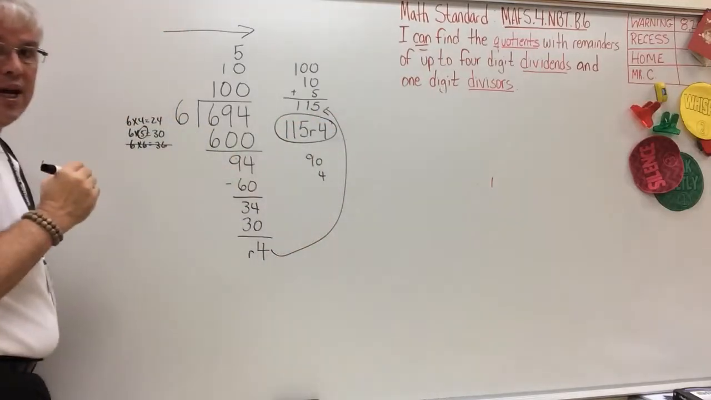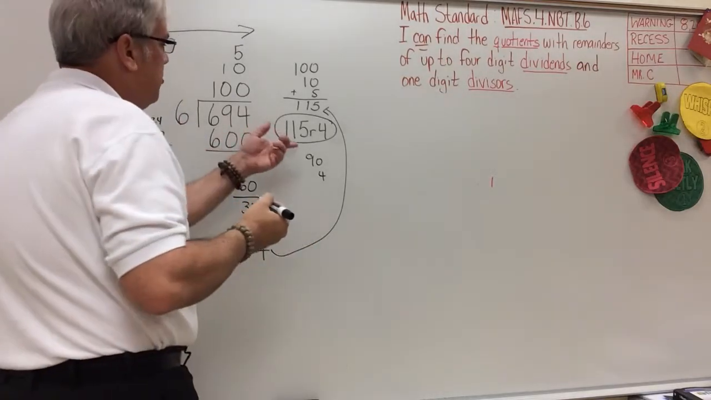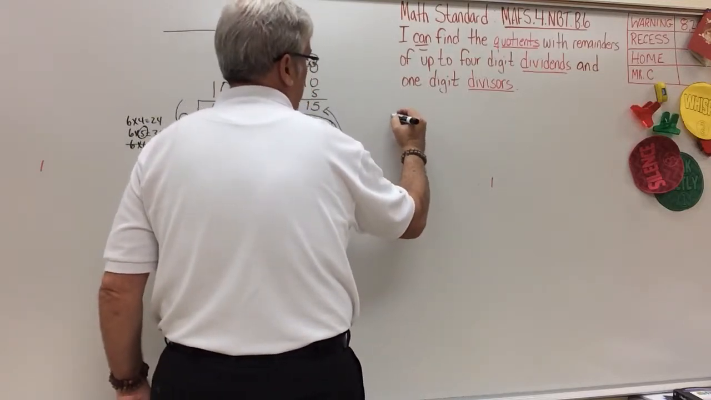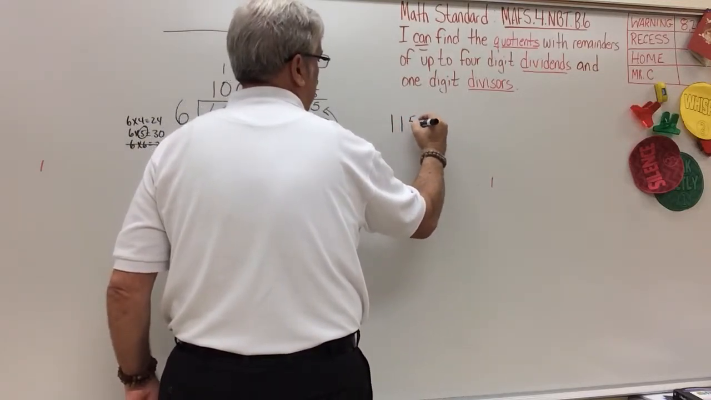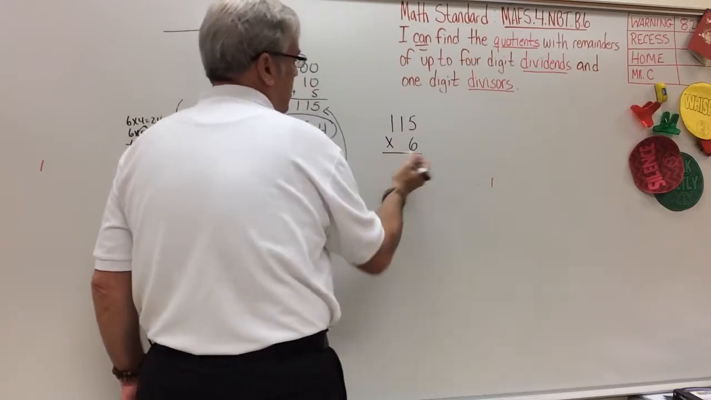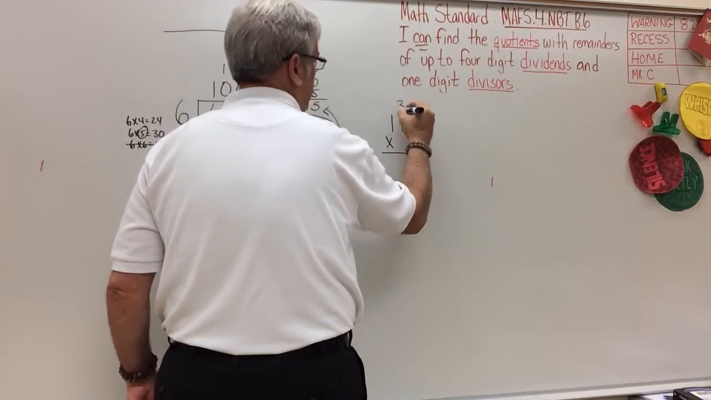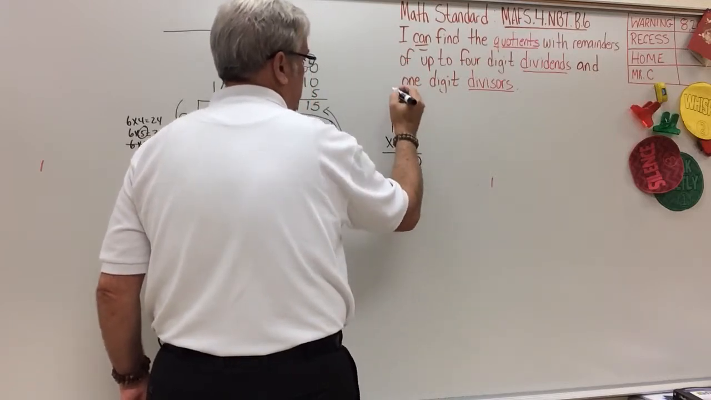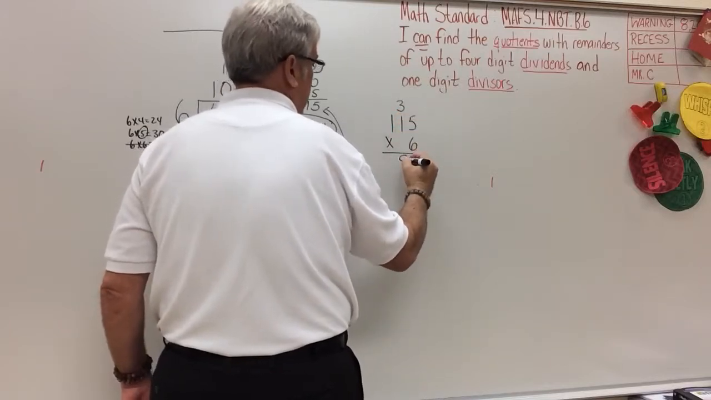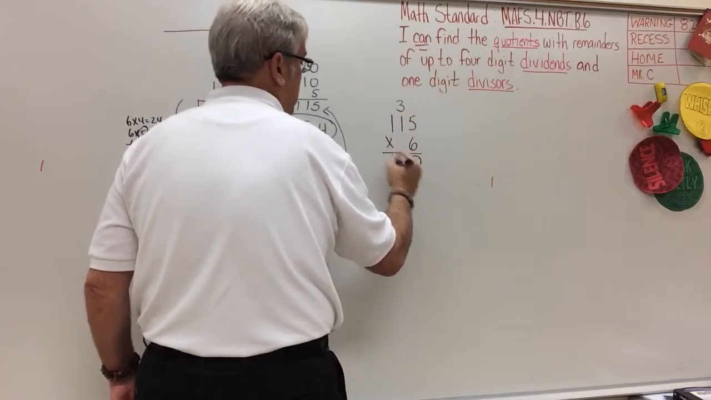Now, if we want to go back and check our answer, we can multiply the quotient times the divisor, right? Inverse operations. 115 times 6. Okay? 6 times 5 is 30. Put the 0 here. Carry the 3. 6 times 1 is 6, add 3 is 9. 6 times 1 is 6.